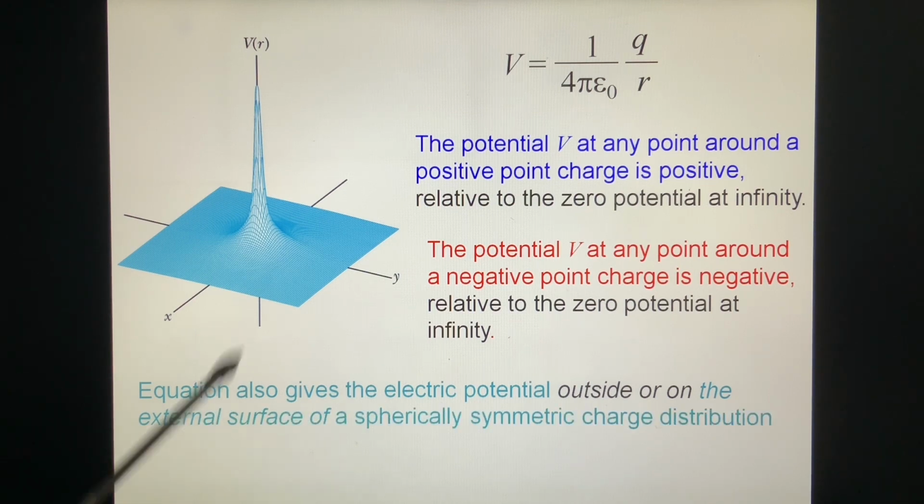This equation also gives the electric potential outside or on the external surface of a spherically symmetric charge distribution. A sphere, we can look at it as a point. If you calculate the V outside, we can treat it as a point charge.